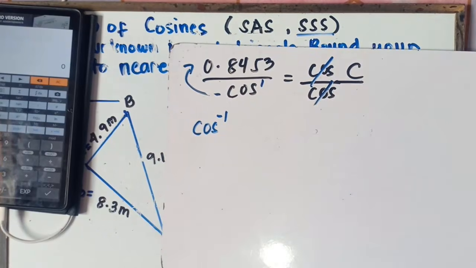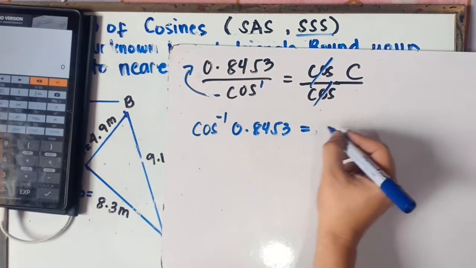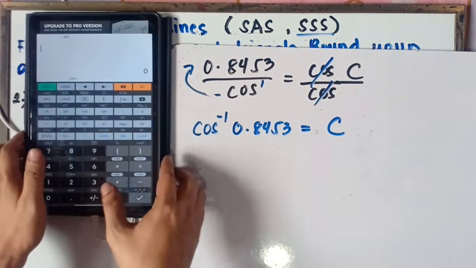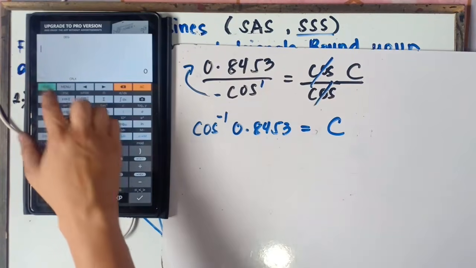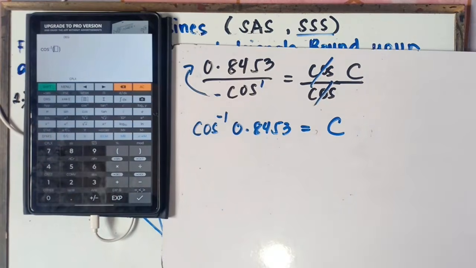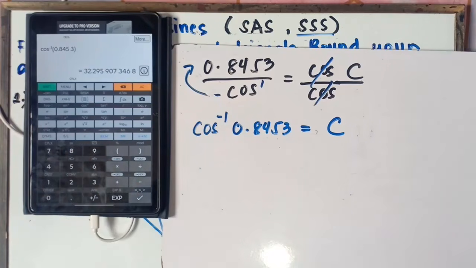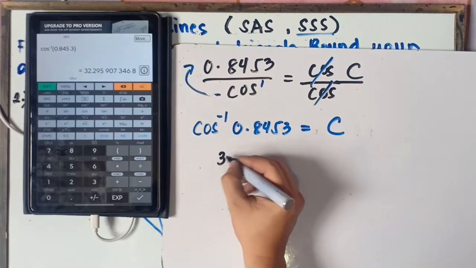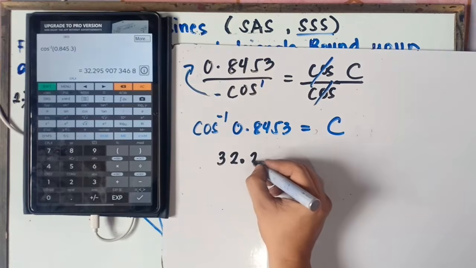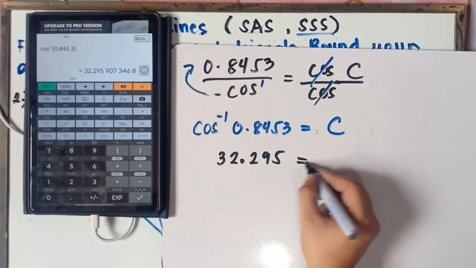So, inverse cosine, and then copy 0.8453 equals angle C. So, simply use our calculator: shift, and then cos, that would be cos raised to the power of negative 1, 0.8453, equals. So we have 32.295. So 32.295 is equal to C.